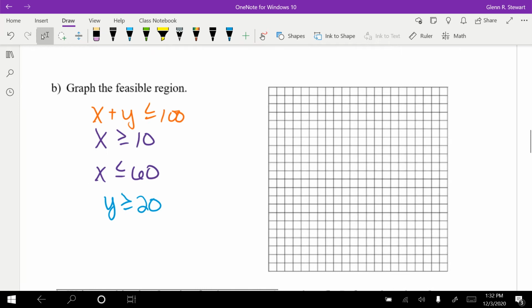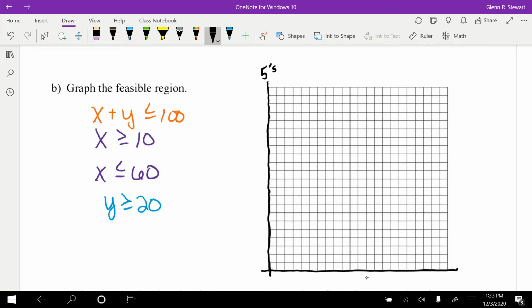And let's go ahead and start. First off, I've got to note that because this is a real world situation, we are not going to deal with any negative numbers. So we're actually going to be in that first quadrant. I'm also going to scale this by 5s. Each one of these is going to be 5. I'll just put my markers down for every 10, skip 1.